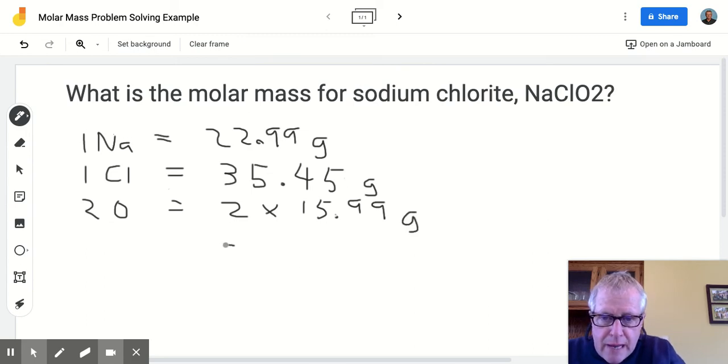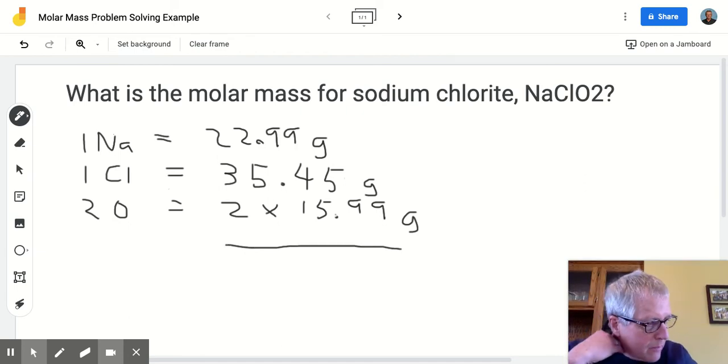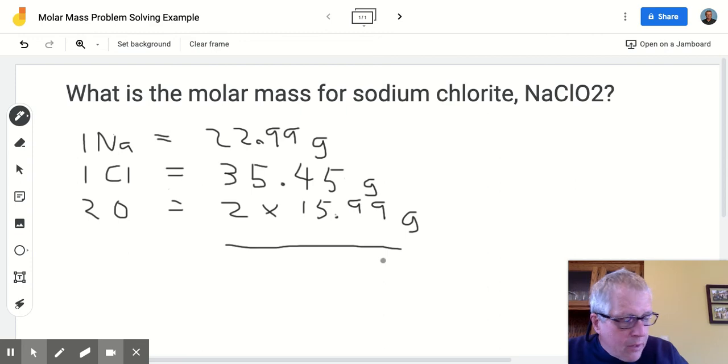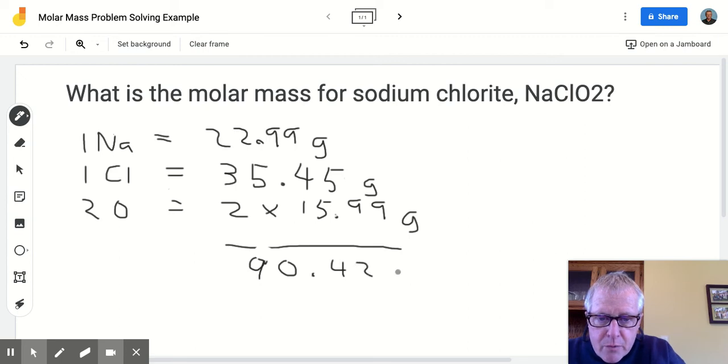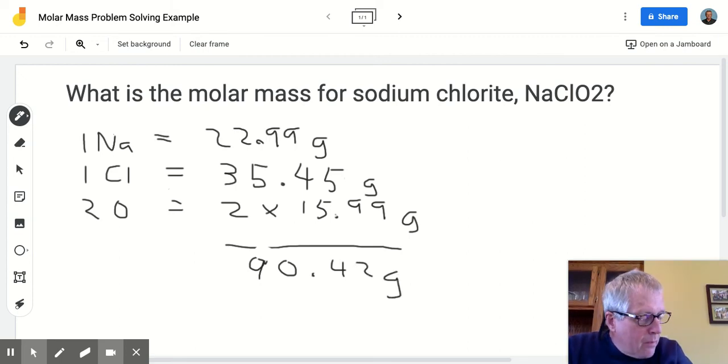Now the idea is just to add all of that up. When we add that combined number of grams, we end up with 90.42. So like I was saying, 90.42 grams is the molar mass of sodium chloride.